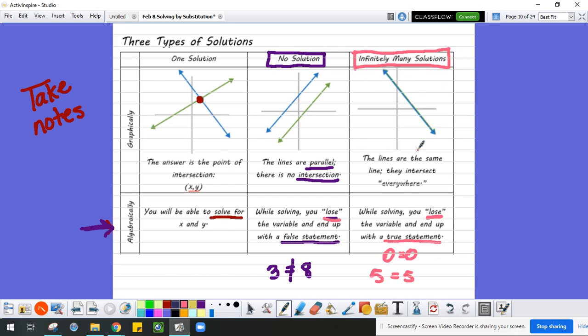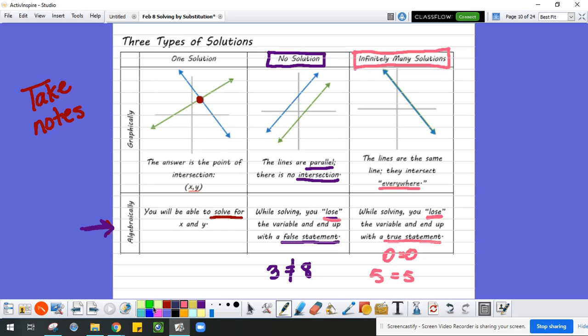What you cannot tell from this picture is that this picture also has two lines. There was a green line here, and the blue line graphed exactly on top of it. That means they don't just intersect in one place, they intersect everywhere. When they intersect everywhere, you'll get a picture of one line on top of each other. That's infinitely many solutions. If you're doing it paper, pencil, like we're doing it this week, you'll lose your variable and end up with a true statement. And that is infinitely many solutions.